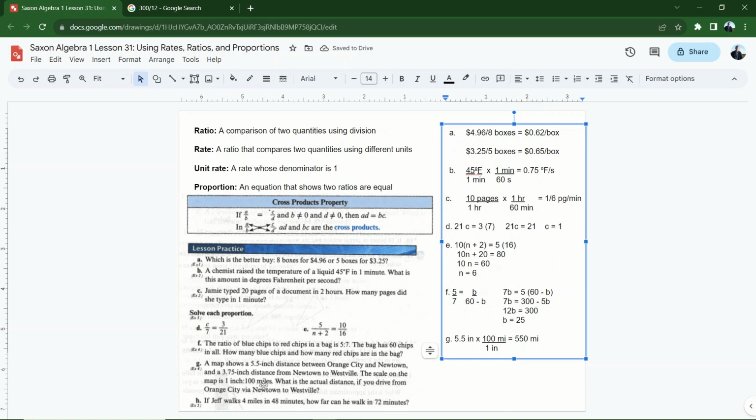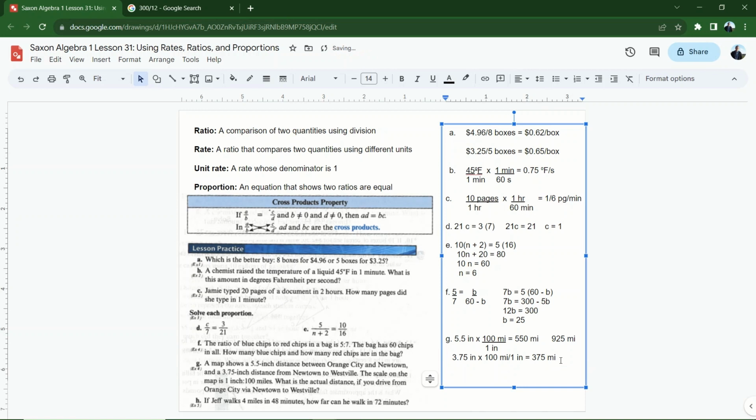All right, and then the second part, it's a 3.75-inch distance from Newtown to Westville. So that's going to be the same sort of thing here. 3.75 inches times 100 miles per 1 inch. I'm just going to write it the same way because it's just going to be 3.75 times 100. That's going to be 375 miles. And then when I add those together, I get a total of, let's see, 550 plus 375 is 850, 900, 925 miles. That's going to be my answer for G.